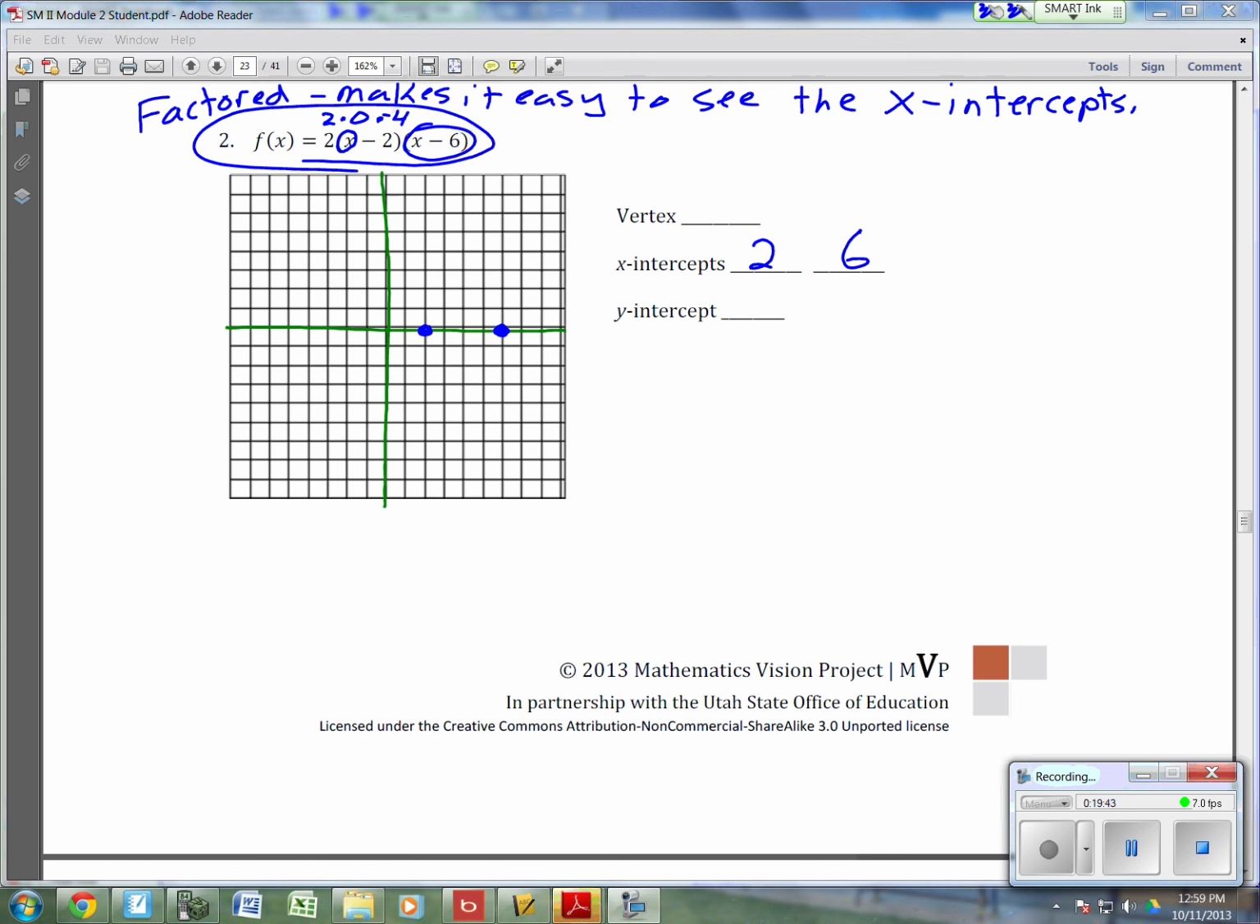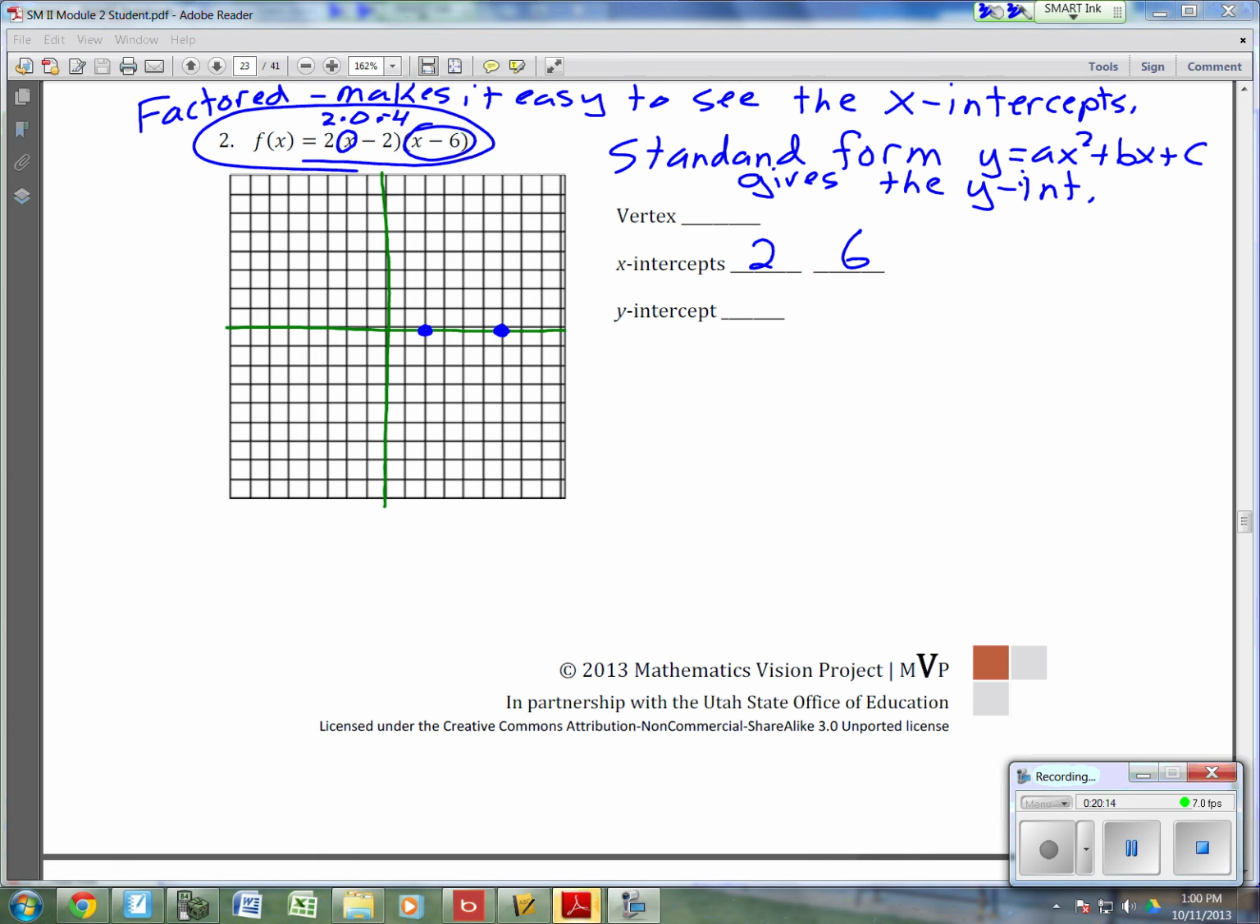Okay, then I need your eyes up here. Watch the y-intercept. The best way to get the y-intercept is to put it in standard form. Okay, so standard form. Standard form is y equals ax squared plus bx plus c. The constant gives the y-intercept. The constant is the y-intercept.